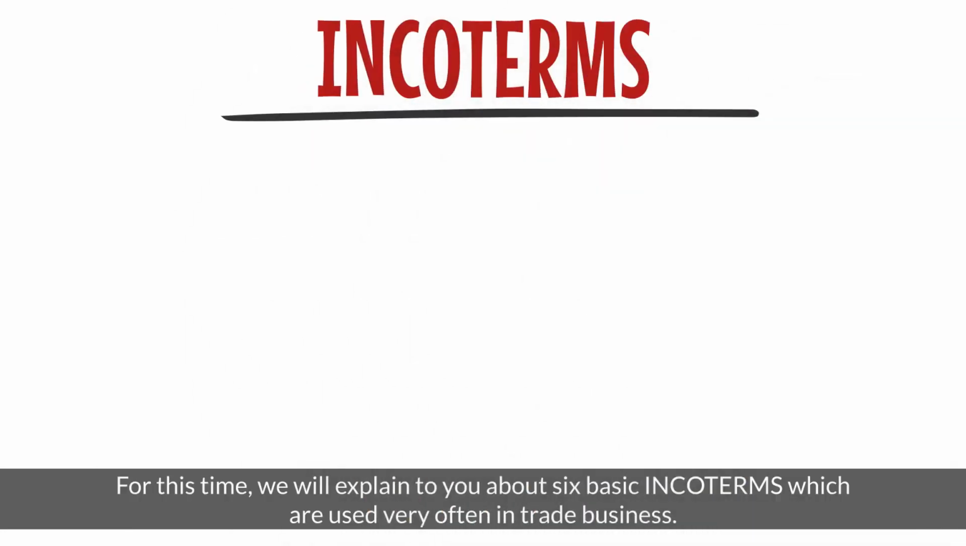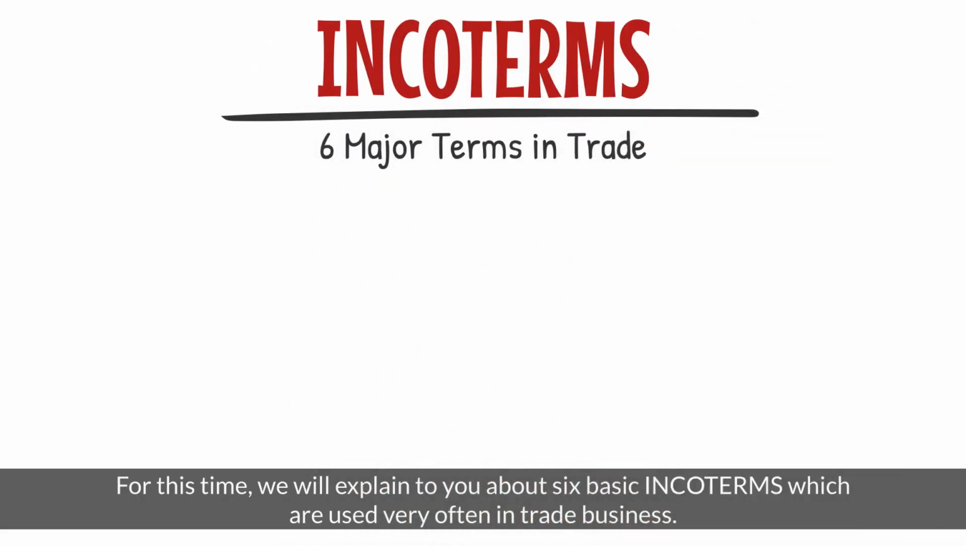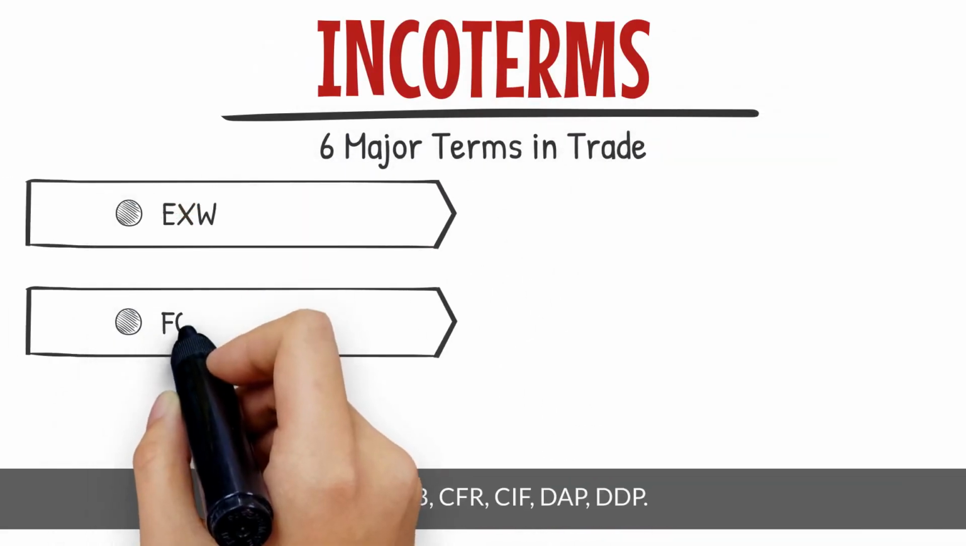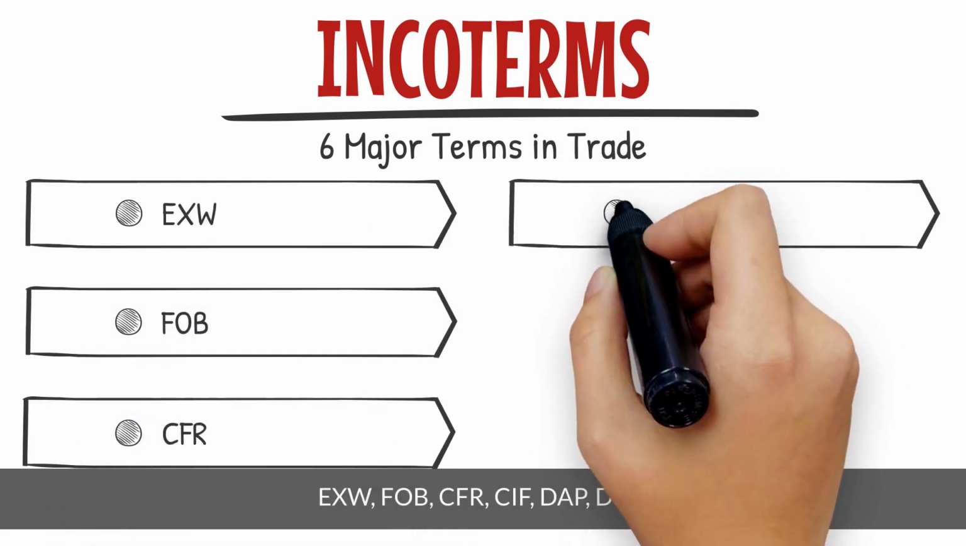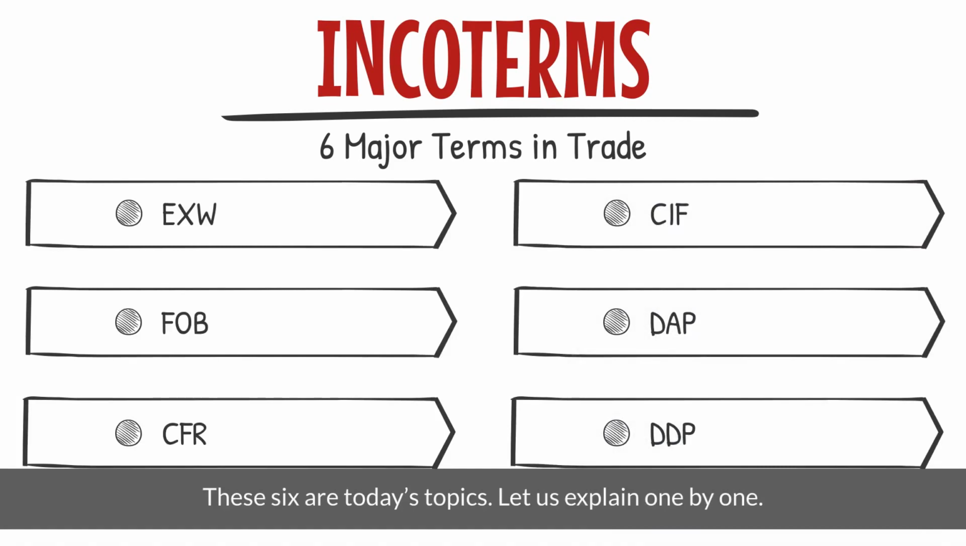This time, we will explain the 6 basic INCOTERMS, which are used very often in trade business: Ex works, FOB, CFR, CIF, DAP, DDP. These 6 are today's topics. Let us explain one by one.